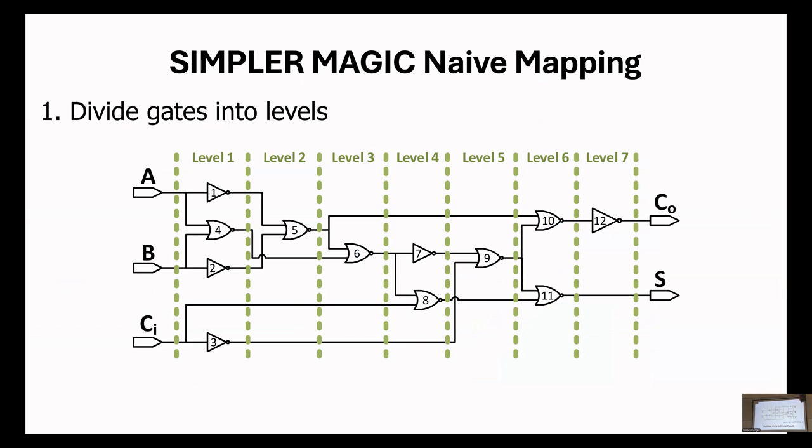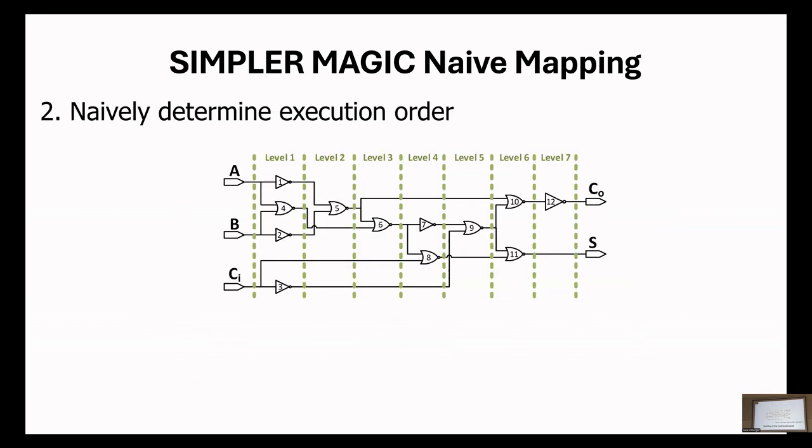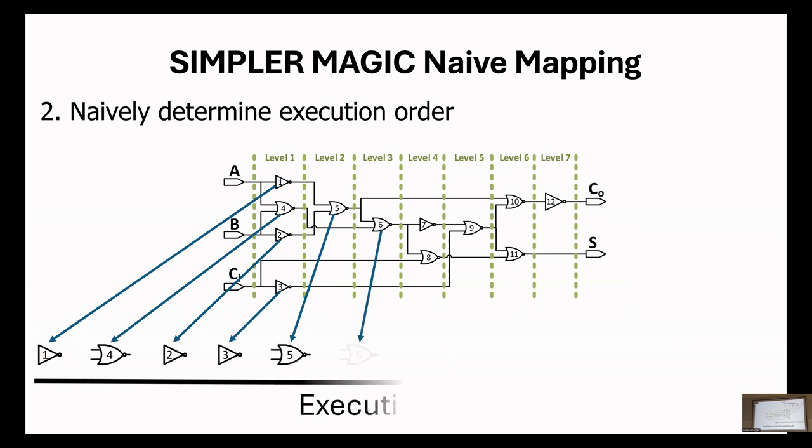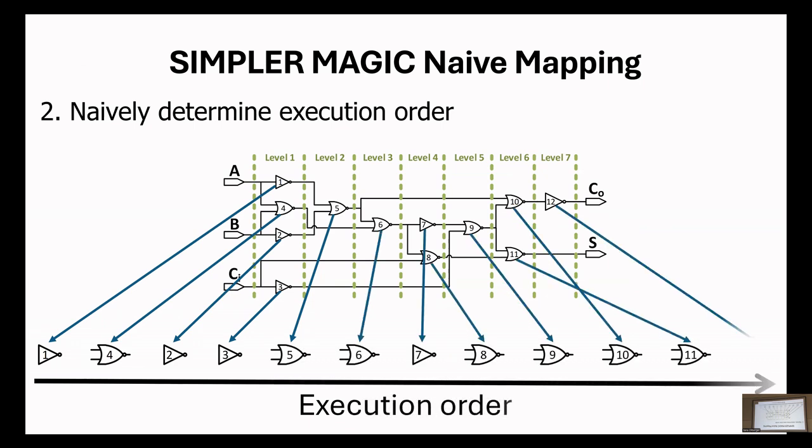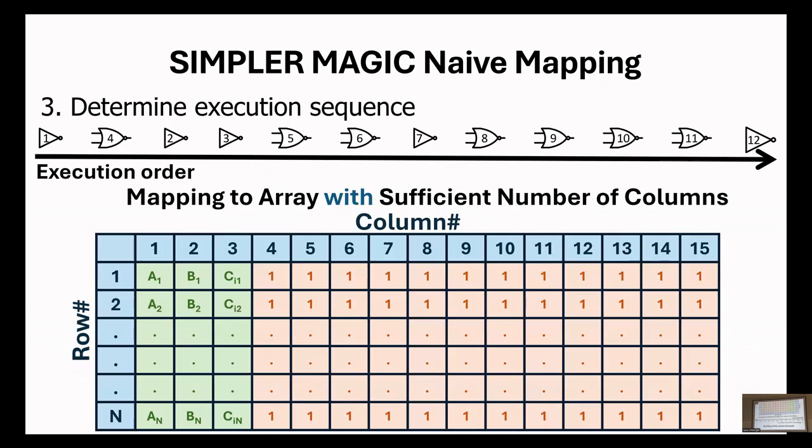Okay, but why do we even need it? Let's look at the naive mapping and understand why we need a more complex mapping. We can just take the netlist and divide it into levels, where in each level the gates are not dependent on each other. Then we can execute it level after level, and inside a level we can choose whatever order, it doesn't matter. Assuming that we have enough area in the crossbar, these are the inputs, and these are the places where we're going to execute the outputs.